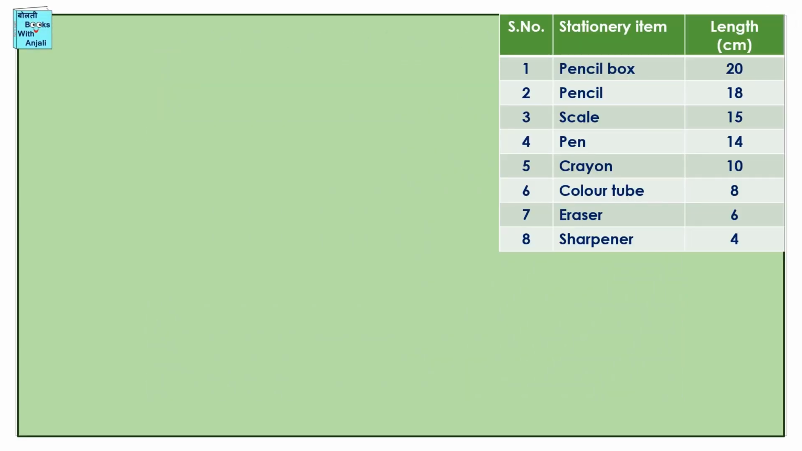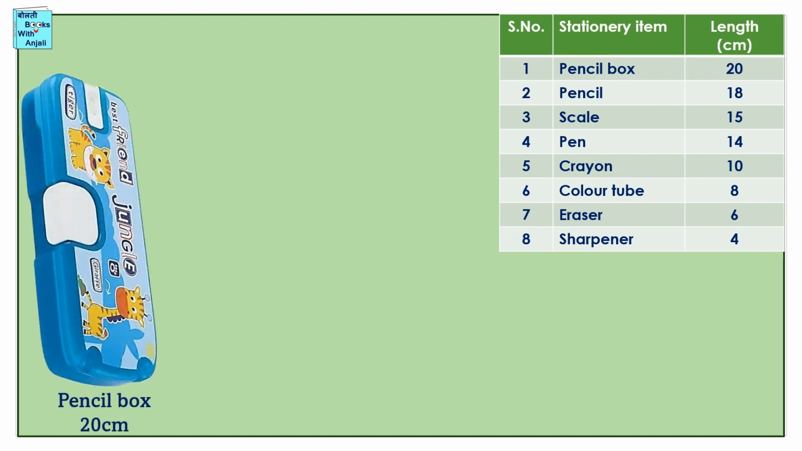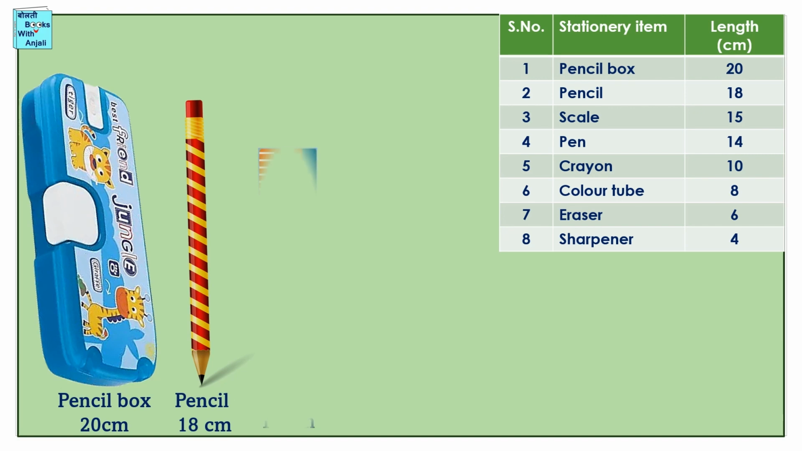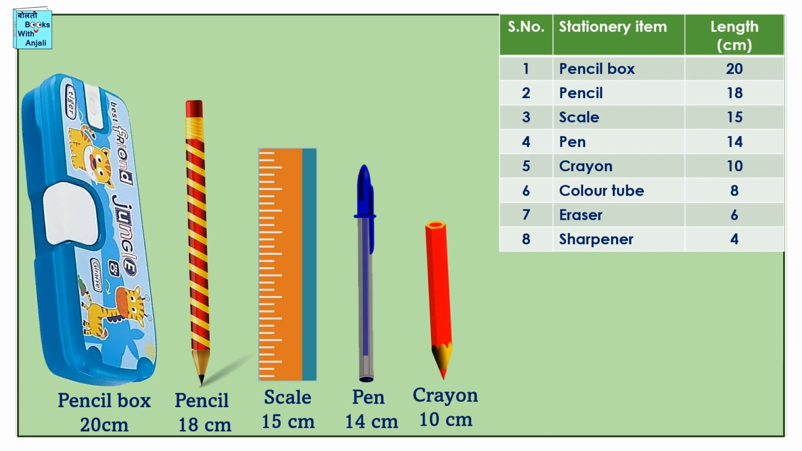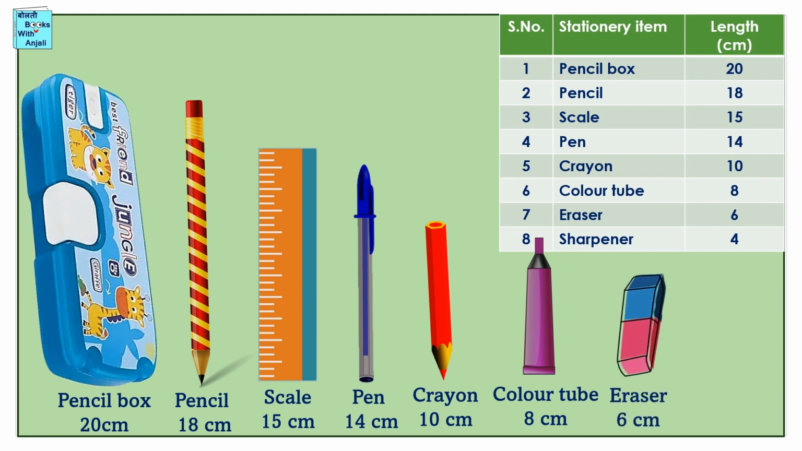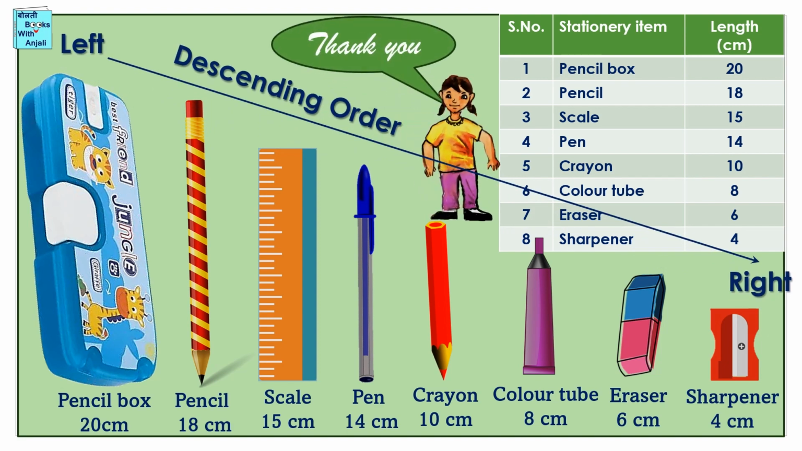Using this table, we will arrange the stationery items in descending order. The longest, pencil box, is at the leftmost corner, followed by pencil, then scale, followed by pen, then crayon, followed by color tube, eraser, and the shortest, sharpener. Now all the items are arranged in the descending order. From left to right, the length is decreasing.